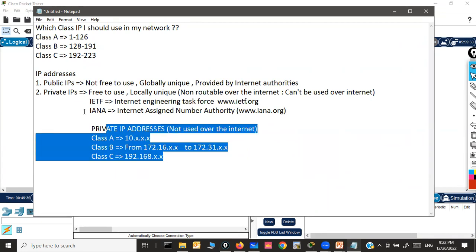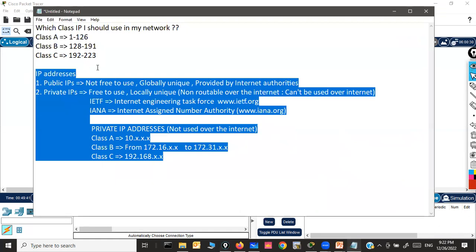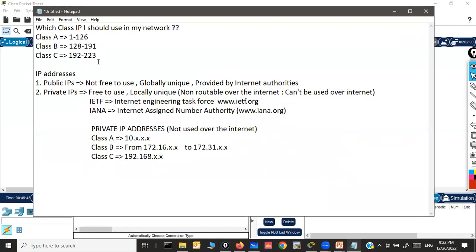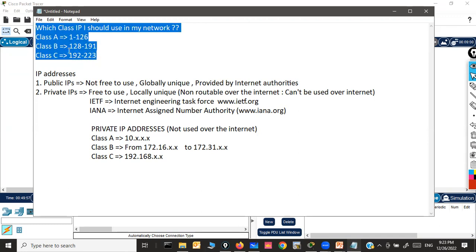Got it? Good so far, guys? Any question or doubt based on private and public IPs? Because now I will jump to this portion. Which class IP should I use in my network? That's another question I need to answer. So I'll jump to this portion now.